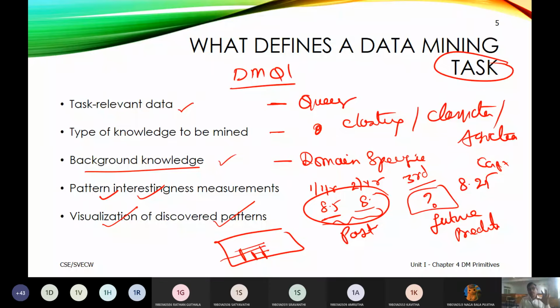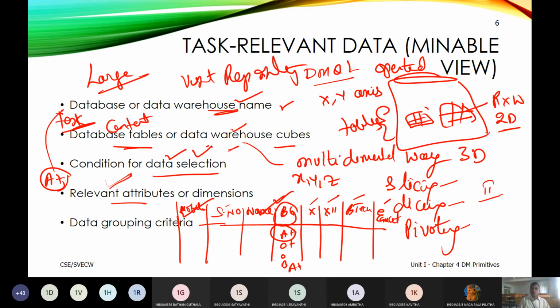Now where is this data mining query language used? We will do it for a specific task, with some type of knowledge or some specific domain. Domain can be health, finance, etc. Thereby we need to find the pattern which is interesting, and that pattern needs to be visualized. That is what we call visualization of the pattern.